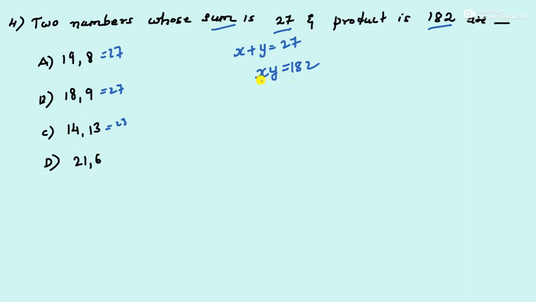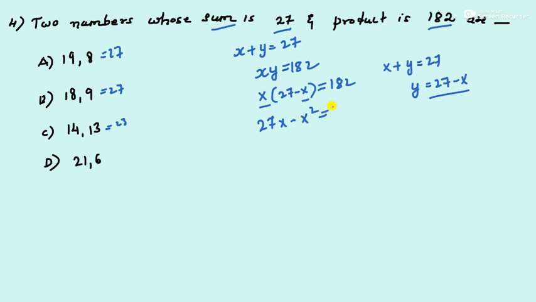See, you can frame a quadratic equation and find out the value. How? If you see here, x plus y is 27, so we can write y as 27 minus x. Now put this value in this, so x into, instead of y I will write 27 minus x, which is equal to 182. Now all the terms are in the x variable, so this can form a quadratic equation. So this is how you have to frame a quadratic equation. Now bring everything to the LHS.